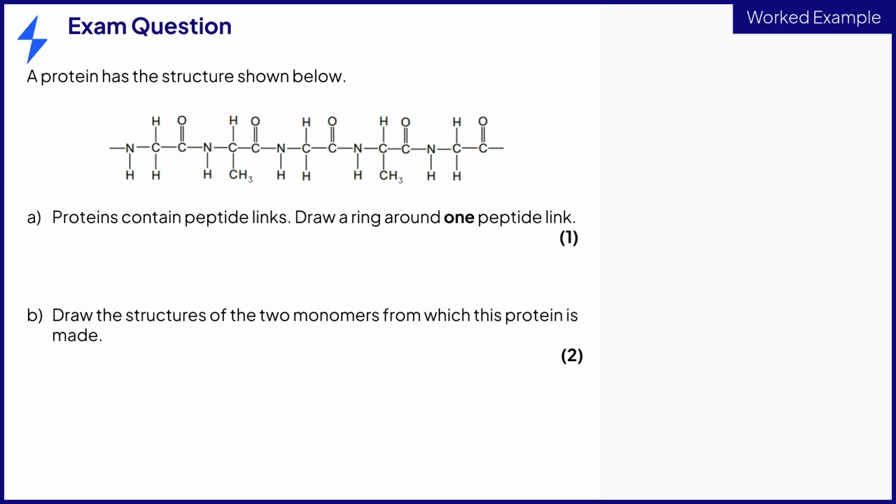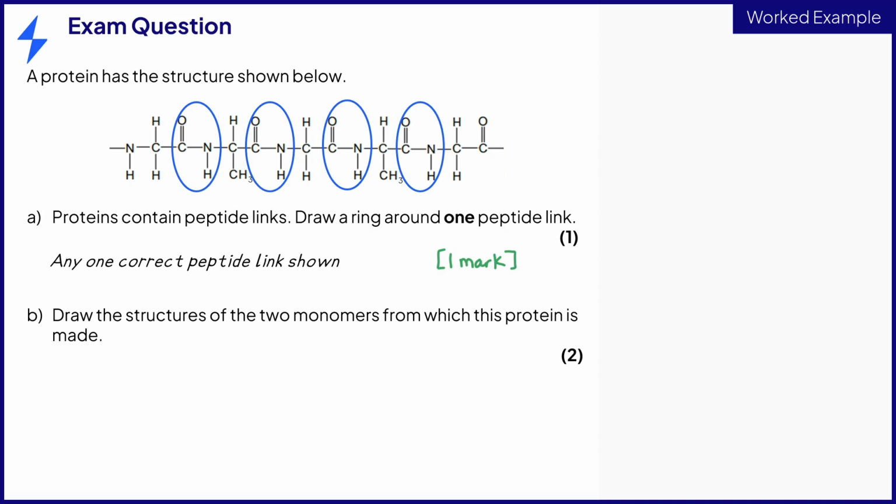This question gives us the structure of a protein. Part A should be a relatively easy mark to pick up, as you need to draw a circle around one peptide link. There are 4 peptide links within this section of the protein. You could circle any one of these to gain the mark. Make sure you include all 4 of the atoms that make up the peptide link, otherwise you will not gain this mark. Part B asks us to give the structures of the 2 monomers that form this protein.